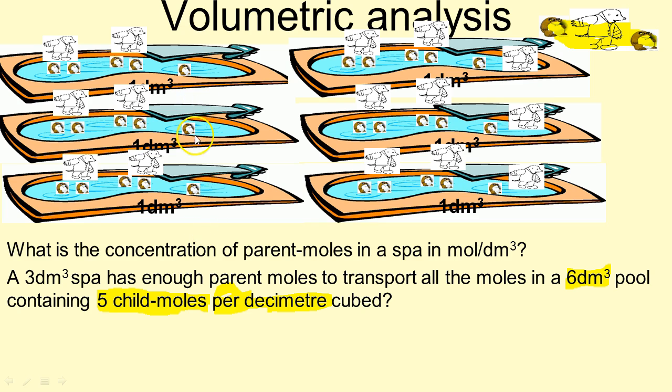And for these ones on the end, these little 3 on the end, these pair up with these 3 here and these 3 parents here. So we have 15 parent moles, and it states that the 15 parent moles are in a 3 decimeter cube pool, so it contains 5 parent moles per decimeter cubed.